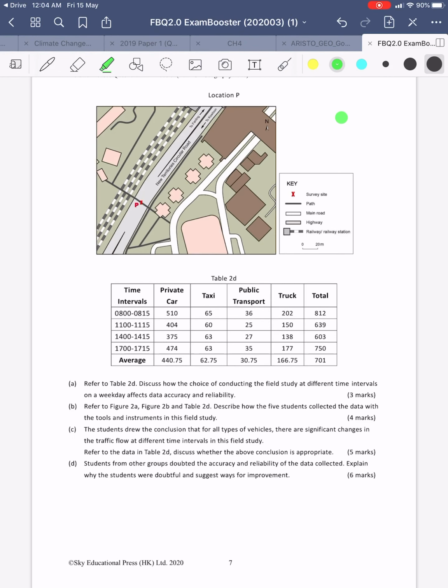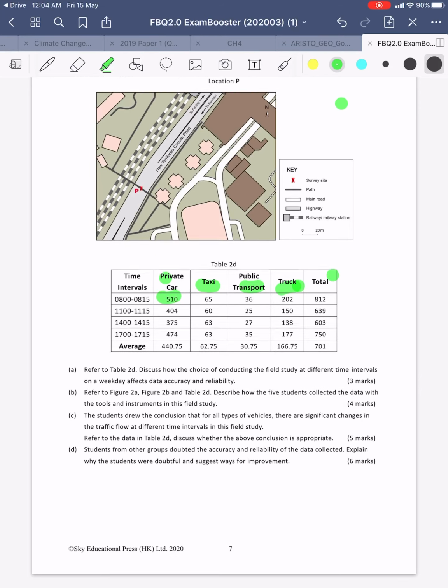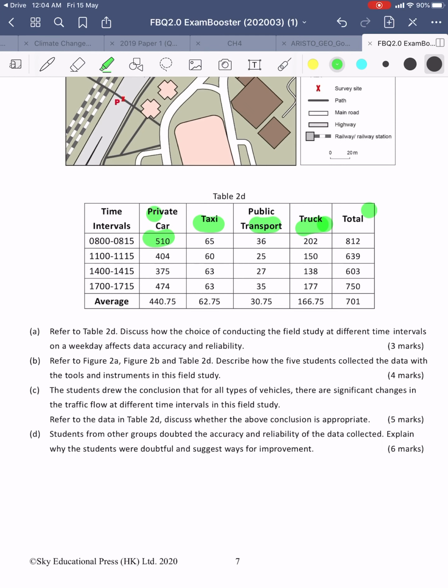So after we count and take the time, you can see there are different types of transport vehicles being counted. Number 1, discuss how the choice of conducting the field trip in different time intervals on a day affects the accuracy and reliability. Accordingly, you can see they are doing it in different time intervals. If we do it like this, what is the problem? It is not quite accurate, because we can just collect one day of data.